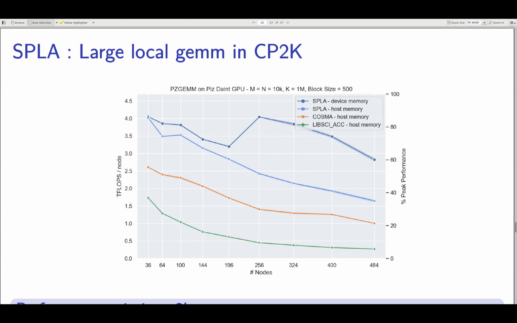Other parts of CP2K can also benefit from it, and most of the time it's really replacing a DGEMM call with an offload DGEMM. An idea, something that is actually similar to what NVIDIA has done with NVBLAS.